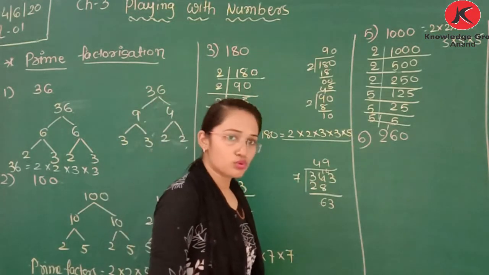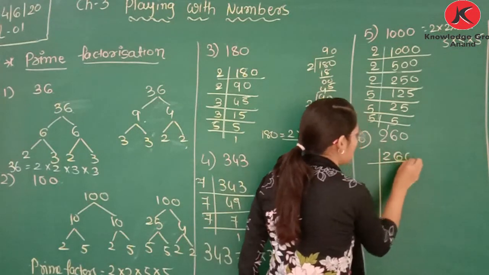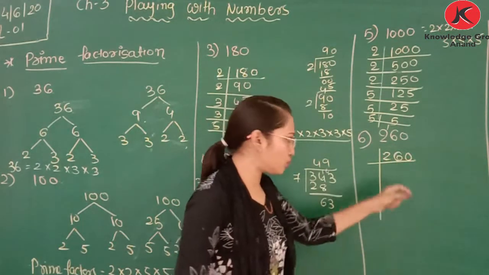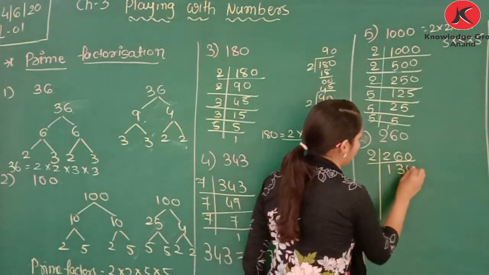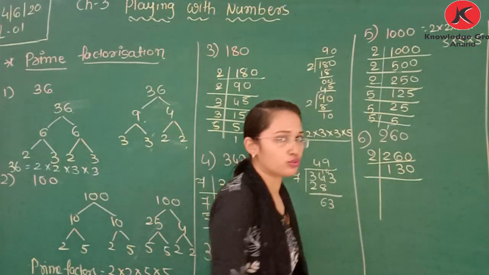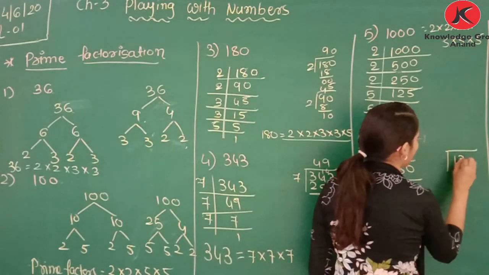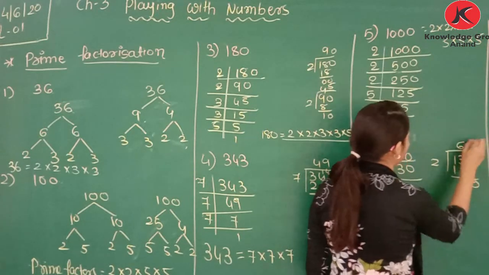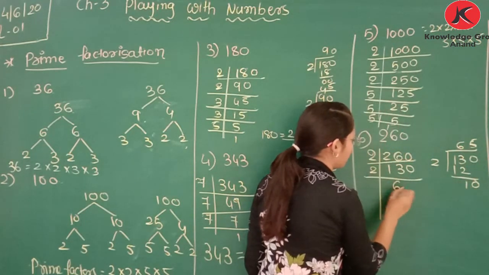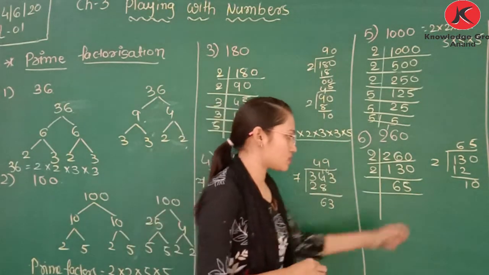Next is 260. Divide 260 by 2 because the last digit is 0. So 2 130s are 260. Now divide 130 by 2. Yes, because the last digit is 0, so it is divisible by 2. It is 65. Now is 65 divisible by 2? No, because the last digit is 5.